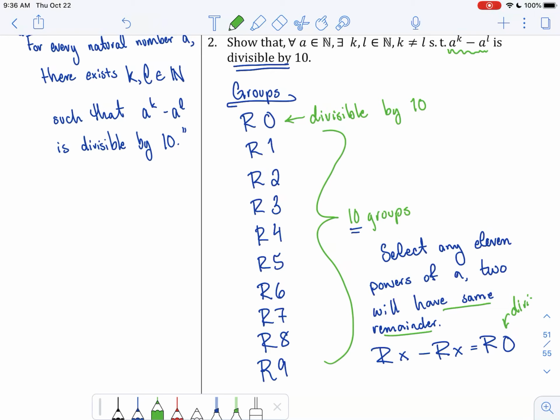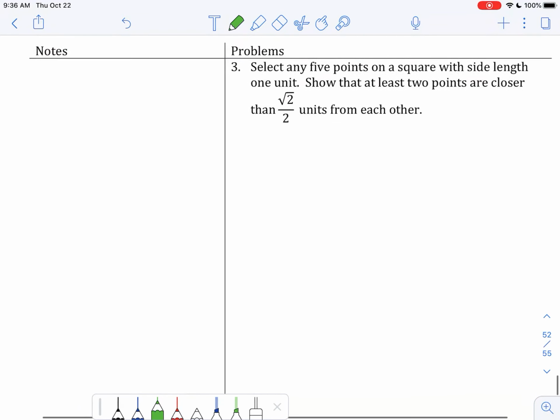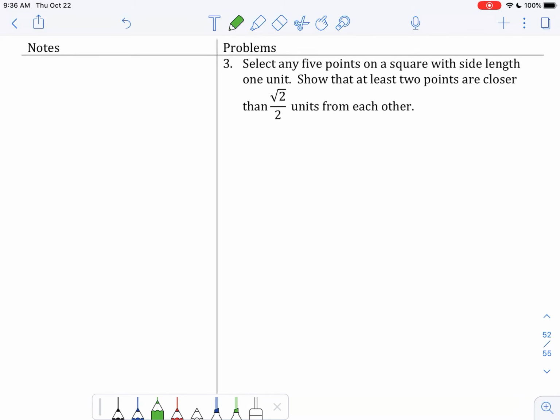Our last example is a geometry problem, and you will also see these with pigeonhole principles. So for number 3, it says select any 5 points in a square with a side length of 1 unit. Show that at least 2 points are, and this is a typo I want to change, not closer, but are within, so closer or equal to, root 2 over 2 units.